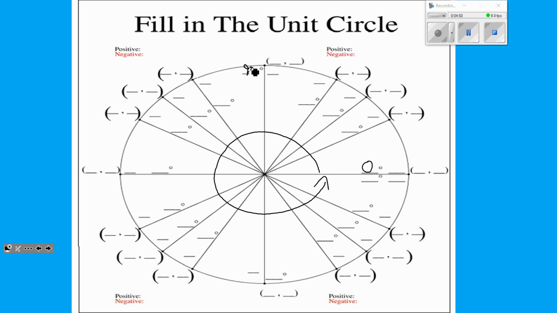If I go over to the x-axis on the left side, that would be how many degrees? 180. Very good. All right, 180 degrees. And then if we rotate down here to the bottom of the y-axis, it would be 270. Okay? And then if we complete a full circle, it would be 360 degrees all the way around. Okay? Any questions about that?